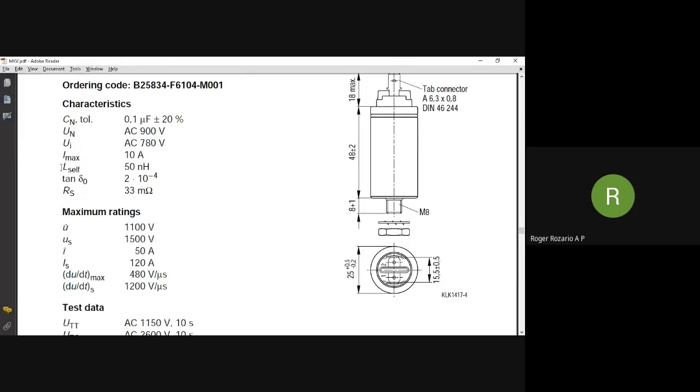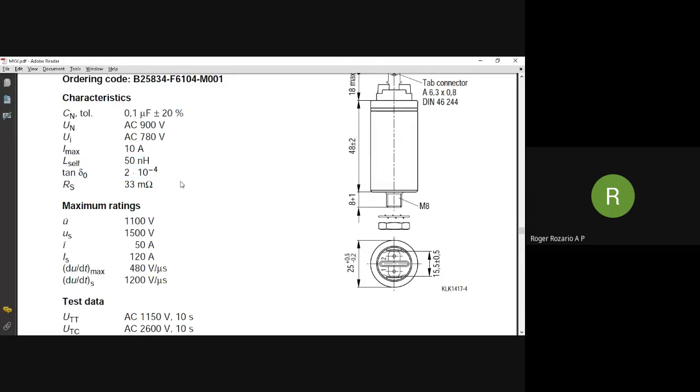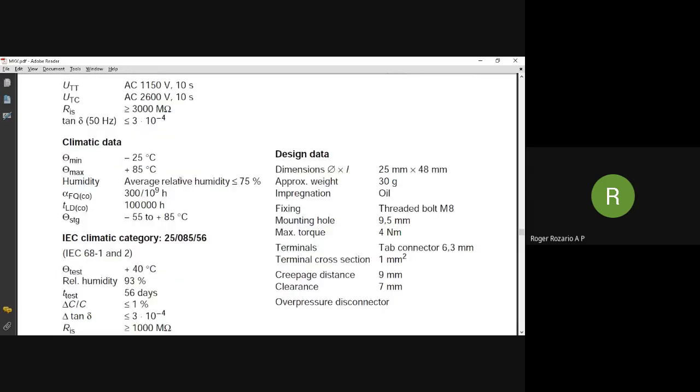This L self is nothing but the ESL value. L self is 50 nanohenries, and this is the ESL value, and RS is 33 microohm, which is the ESR value. So you should see the correct values for L self and RS, and then choose the appropriate capacitor.